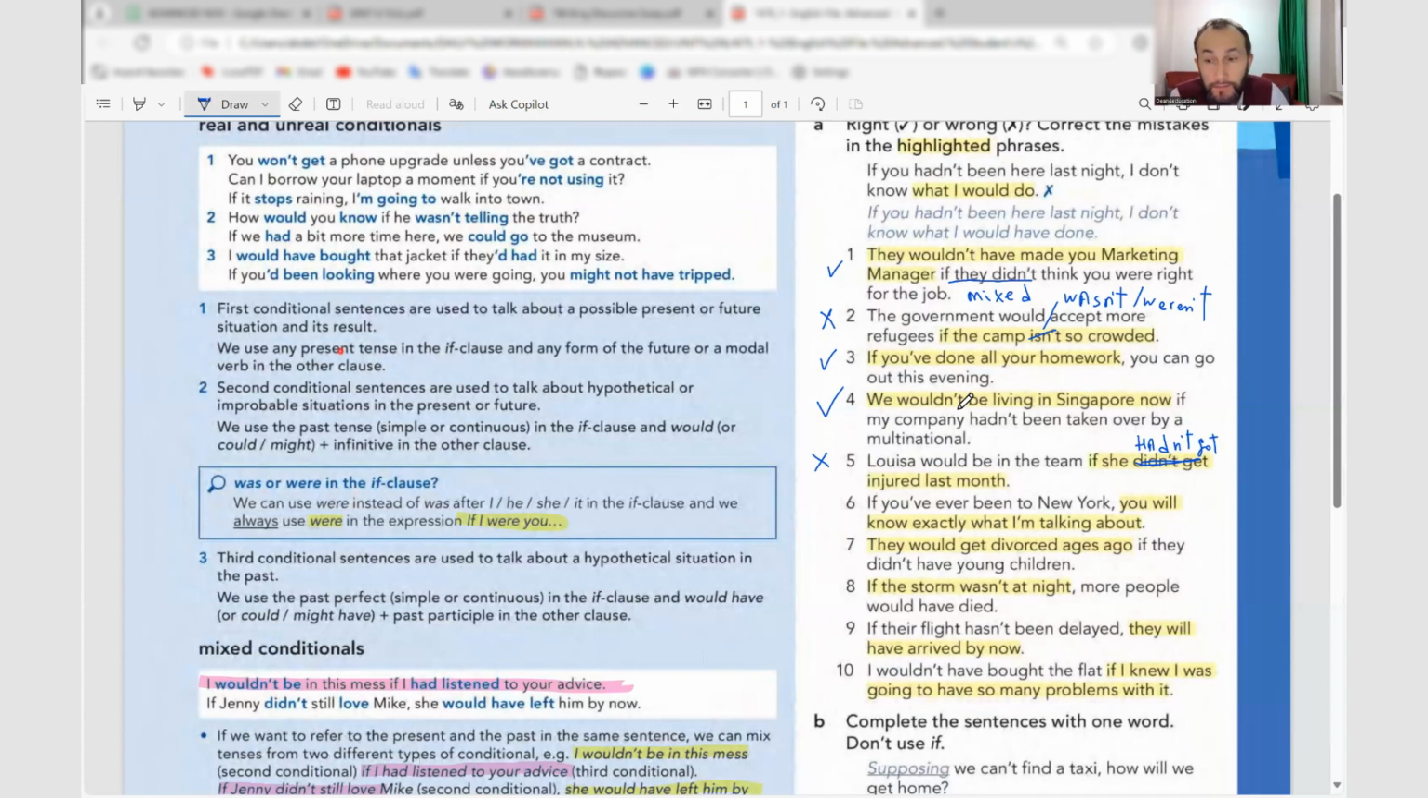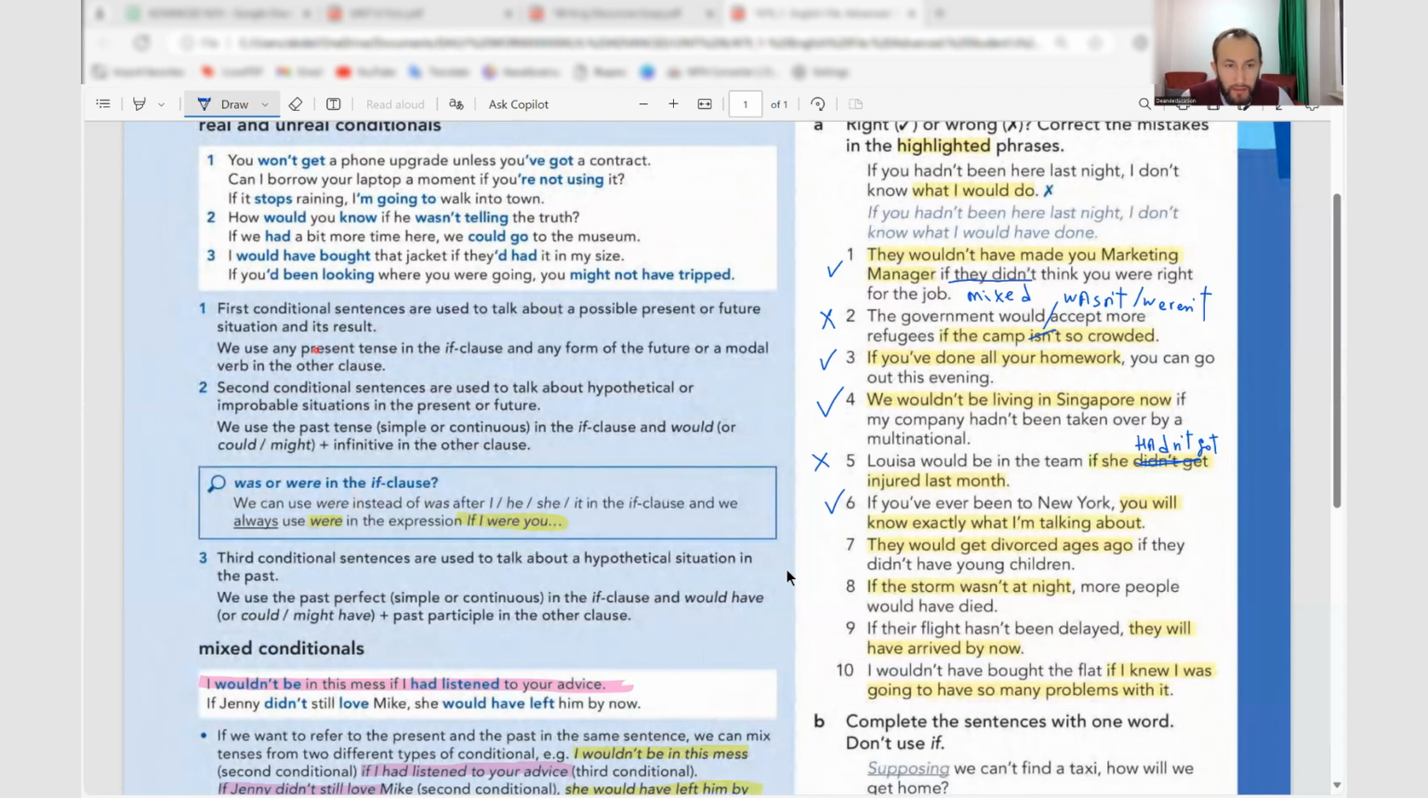Number 6, Amina? Correct. If you have ever been to New York, you will know exactly what I'm talking about. Yes, that's correct. This is first conditional. Mrs. Walla, number 7, what do you think? I think it's false.